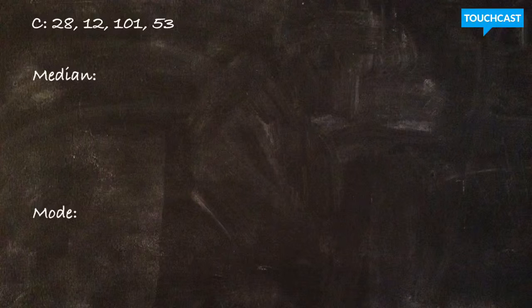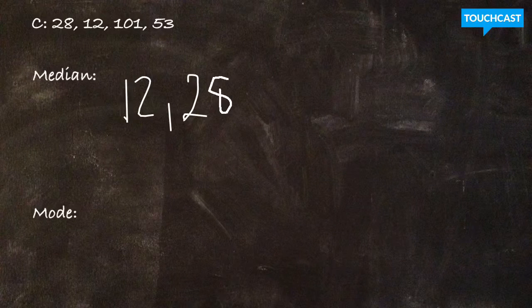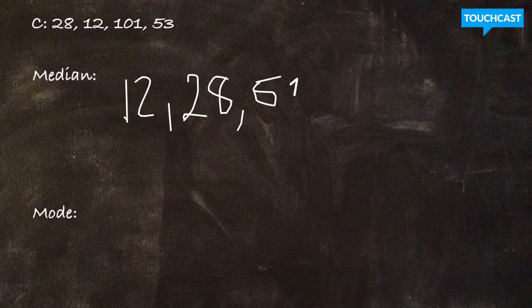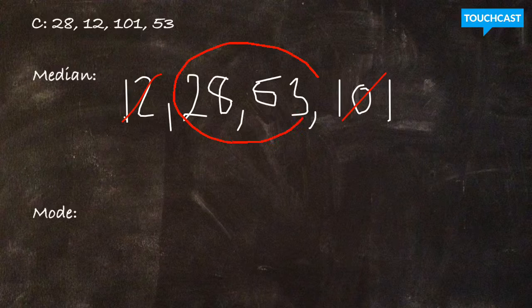Now let's look at the median. We're going to write these numbers in order from smallest to biggest. So we've got 12, 28, 53, and 101. We're going to start by crossing off the 12 and the 101, and we're going to be somewhere between 28 and 53.